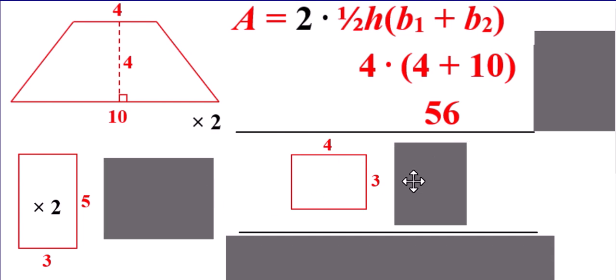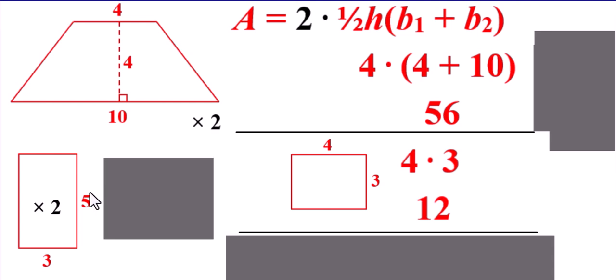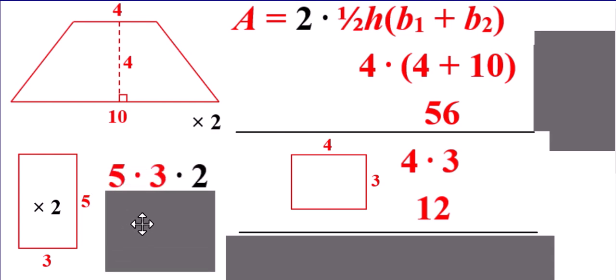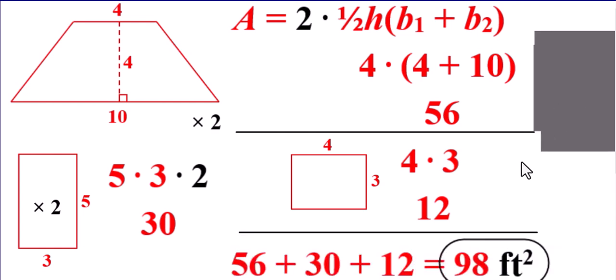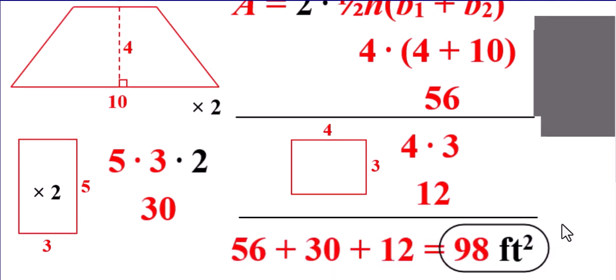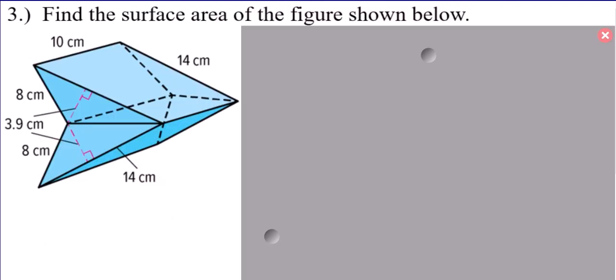For the little rectangle, 4 times 3 gives you 12. For the big rectangle, but there's 2 of them, 5 times 3 times 2 gives you 30. Add all of these together, and you should get 98 square feet. All right, problem number 3.